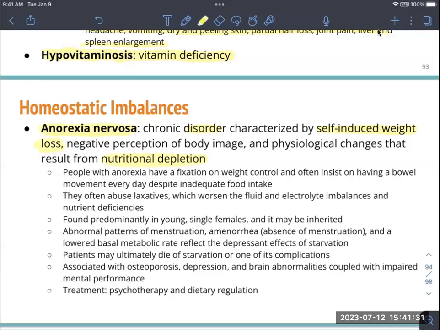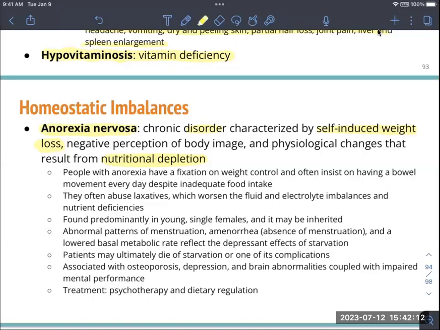They insist on having bowel movements every day, even though they're not taking in food to form bowel movements. They can abuse laxatives, which cause fluid imbalances. It's more common in young single females, but it can be inherited. They can have abnormal menstrual cycles. They can even have amenorrhea, which is a complete absence of a menstrual cycle. They usually have a lower basal metabolic rate because they're not eating.